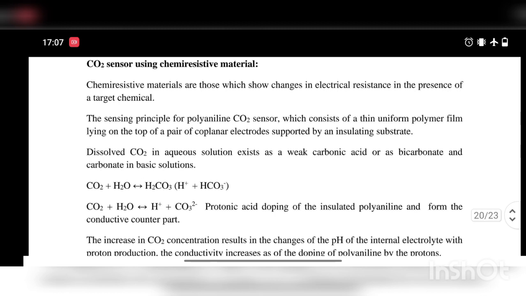So dissolved carbon dioxide in aqueous solution exists as a weak carbonic acid. Carbonic acid means H2CO3. This carbonic acid again dissociates as bicarbonate and carbonate ion in basic solutions. So H2CO3 can further dissociate into H+ and HCO3-, and that HCO3- again dissociates into H+ and CO3 2-. Then the aqueous solution of carbon dioxide mainly exists as HCO3- and H+ ions.